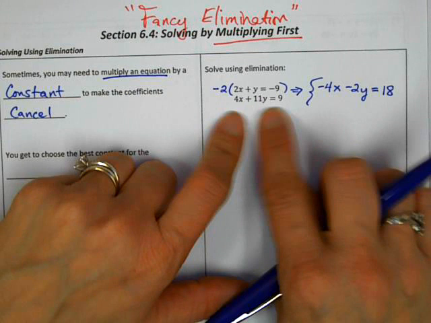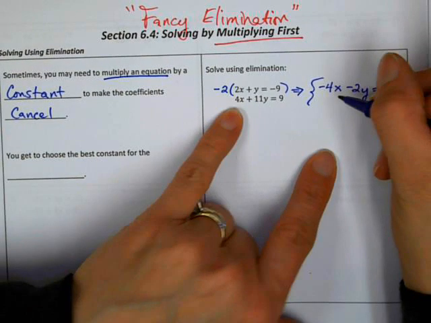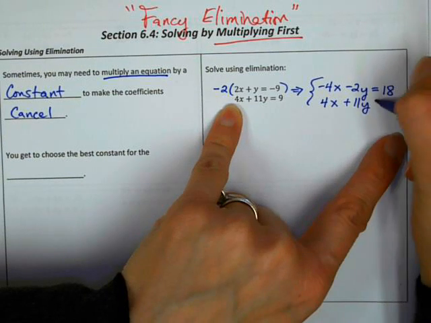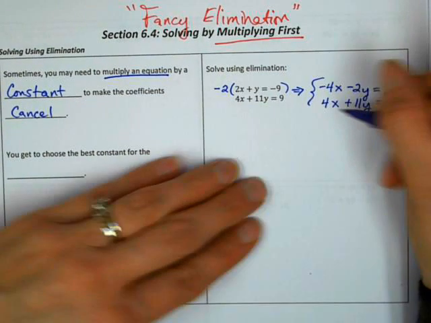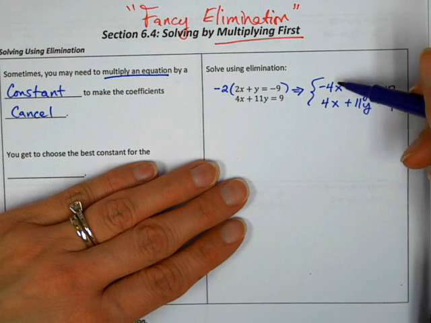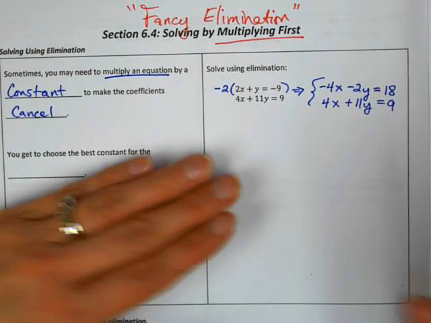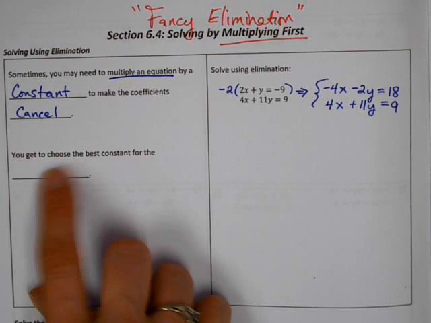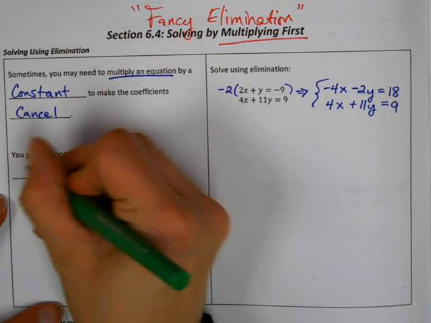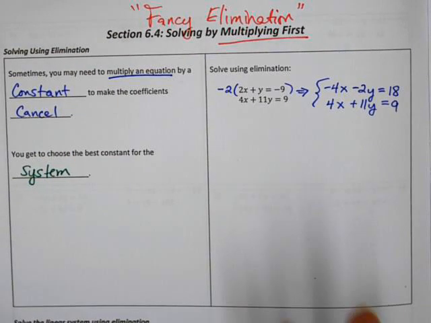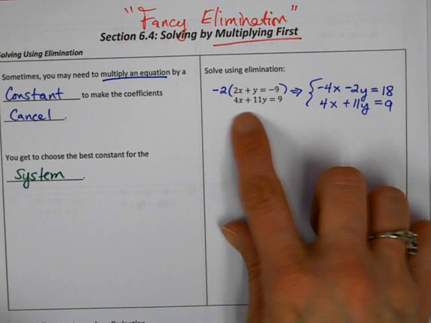The bottom equation, I didn't plan on doing anything. I was just going to leave it alone. So let's see how that looks if we just write the second equation the way it was. They're lined up. Yes. Is something canceling? Yes. Okay. You get to choose the best constant for the system. You get to choose which number you're going to pick and which variable you're going to make cancel out.